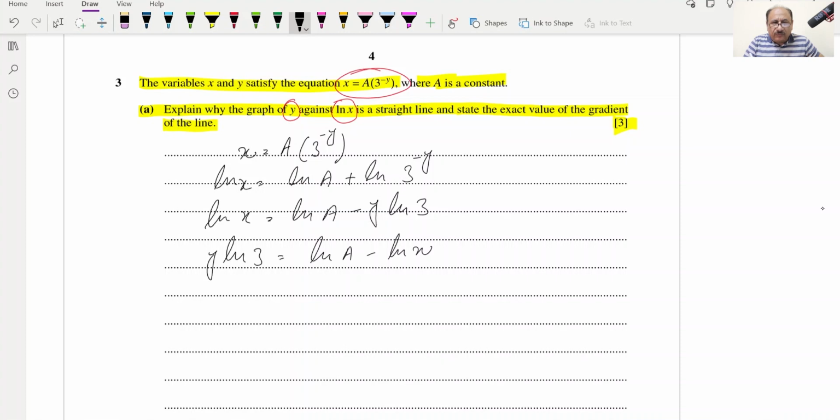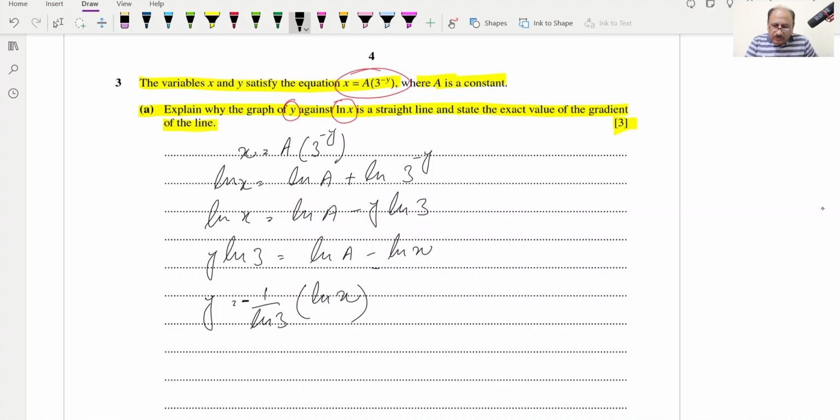Log a minus log of x. This will be log. Now we can rewrite it as y is equal to log of 1 over log of 3. This one we are shifting to the other side, so it will be dividing all. So log of x we can write first, so minus we will write outside.